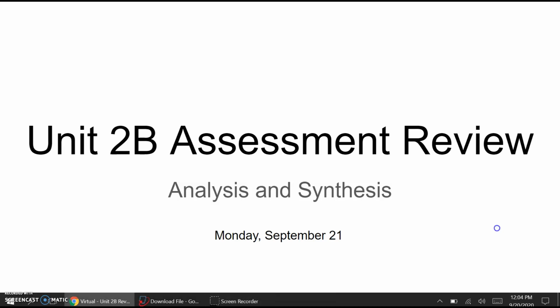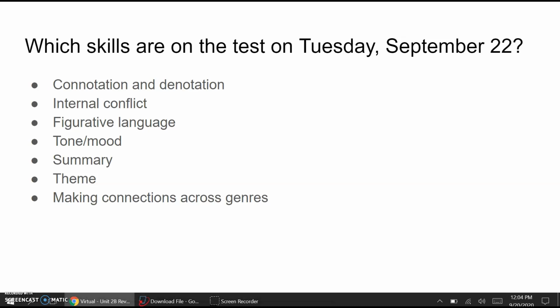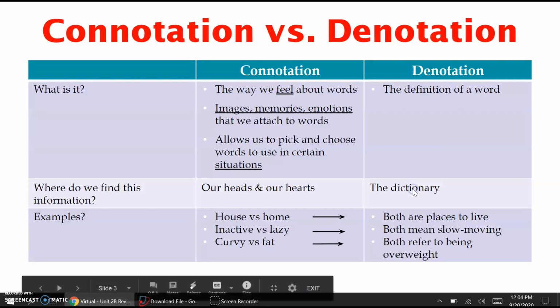on Tuesday. So what skills are going to be on the test tomorrow? We're going to go over connotation and denotation, internal conflict, figurative language, tone and mood, summary, theme, and making connections across genres. All of these skills are going to be covered on your test tomorrow.